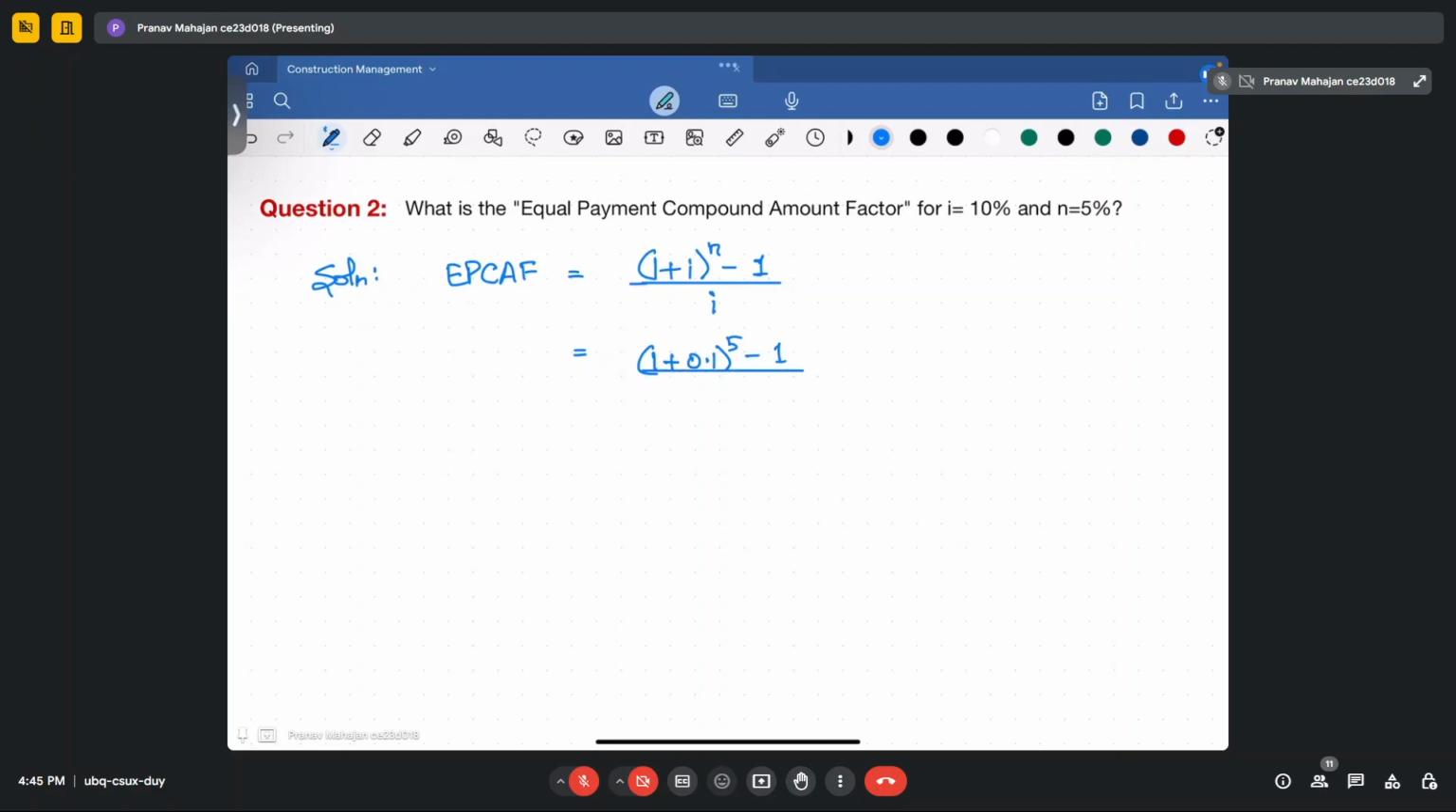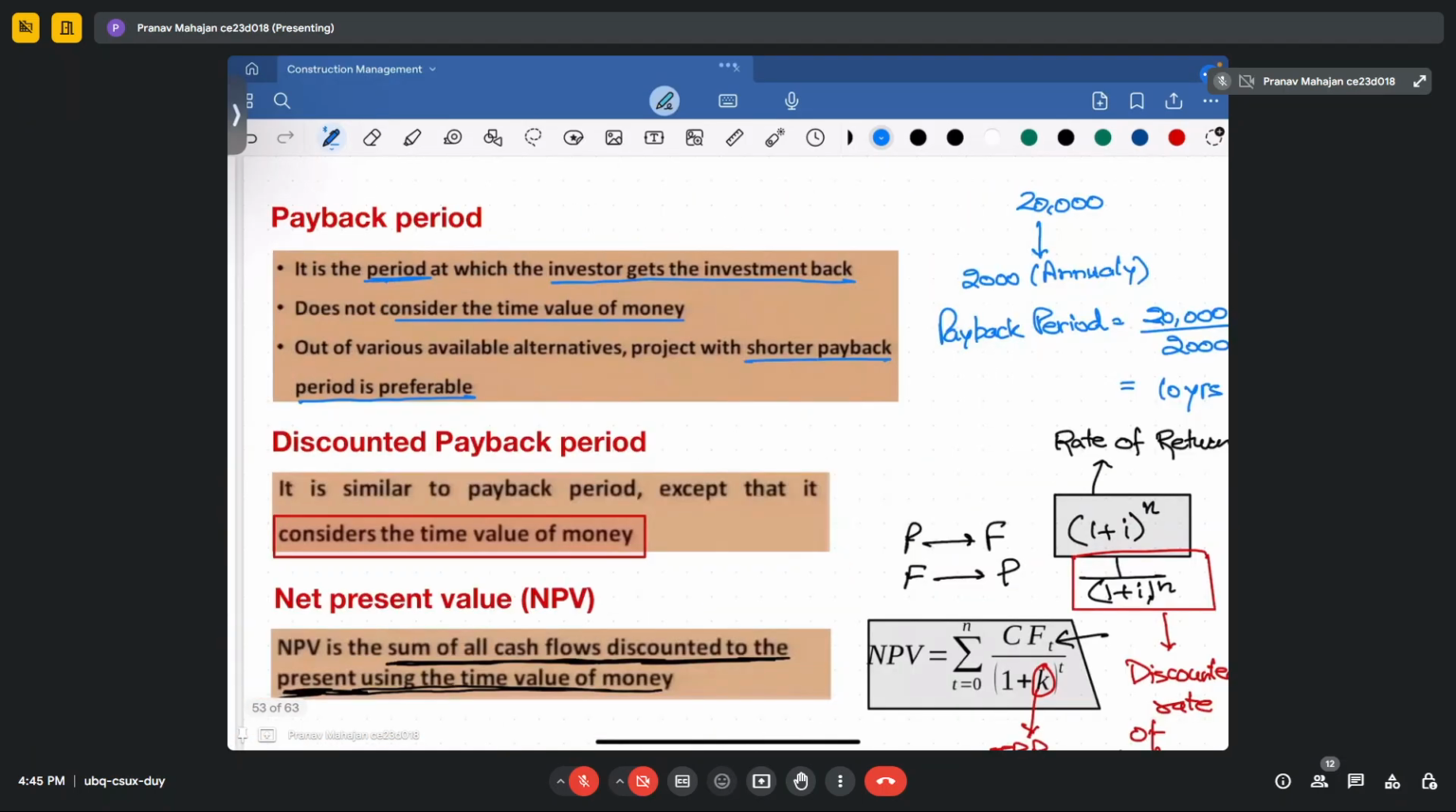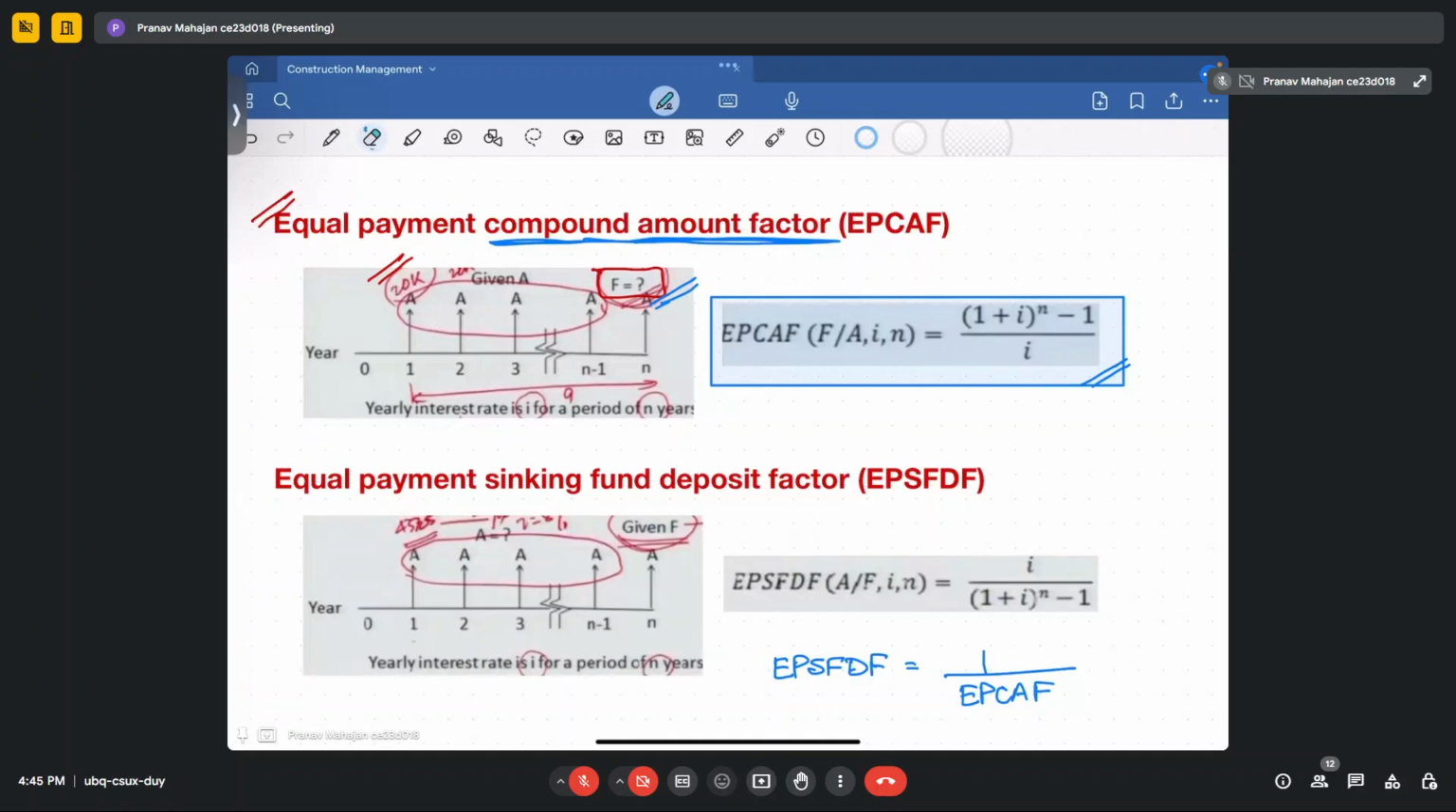So what you will get here is that your factor comes out to be 6.1. That means, if I go to that slide, I will show you. Yeah, this slide. If you are giving a certain amount of money, say an amount A, that amount after 5 years, taking 10% interest, will become 6.1 A. So the amount which you are giving every month or every year will become about 6 times the amount you are spending. This is what the equal payment compound amount factor is telling you.